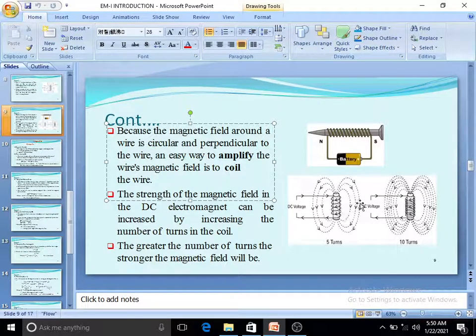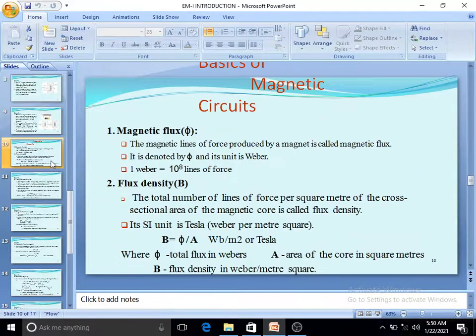So the greater the number of turns, the greater the strength of the magnet. Moving to the next slide. So till now we have discussed the magnetic field, how to create the electromagnet, and different types of transducers, and what principles we are adapting for those transducers. Generally, the transducers we need to focus on are the DC motor, DC generator and transformer.